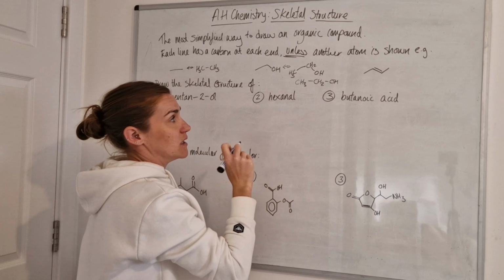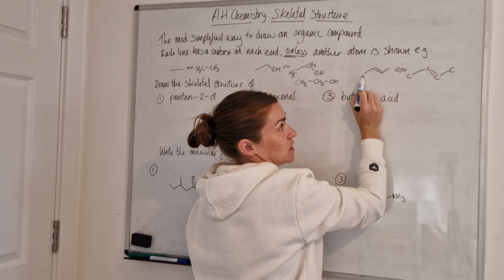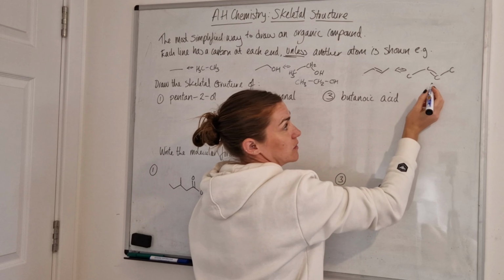So then this last one here, our first line will have a carbon either end. Then we've got a double bond, which will have a carbon at this end, and then we have another line which would have a carbon at that end. So you can see that each point on the lines is representative of one carbon.